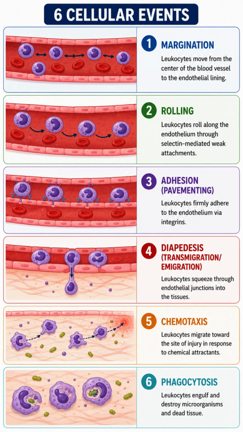The fifth event is chemotaxis. Leukocytes migrate toward the site of injury by following chemical attractants. The sixth and final event is phagocytosis. Leukocytes engulf and destroy microorganisms, foreign particles, and dead tissue.